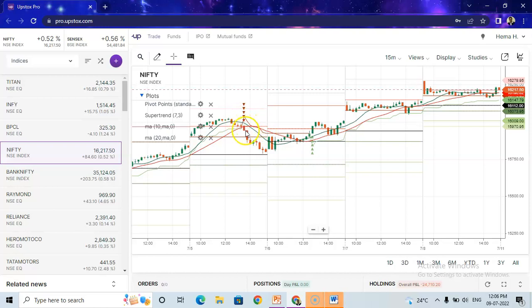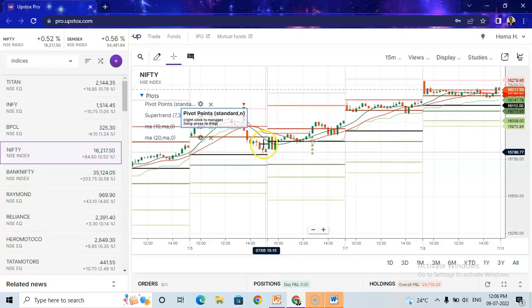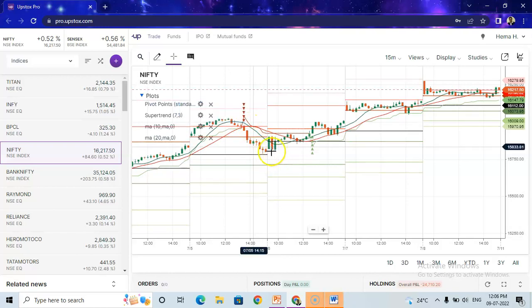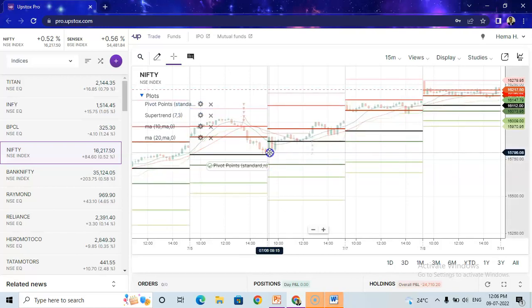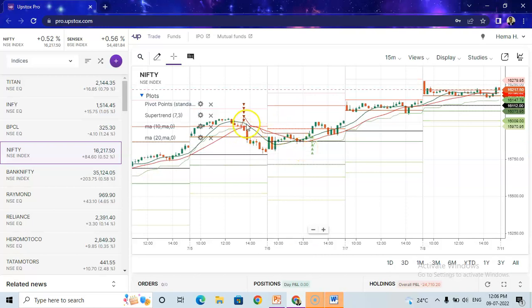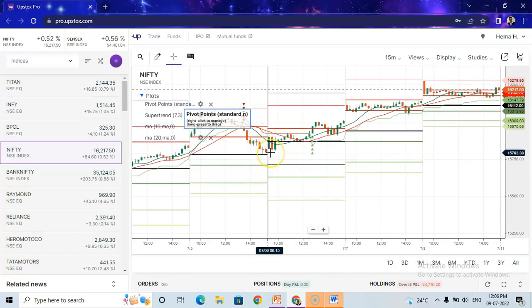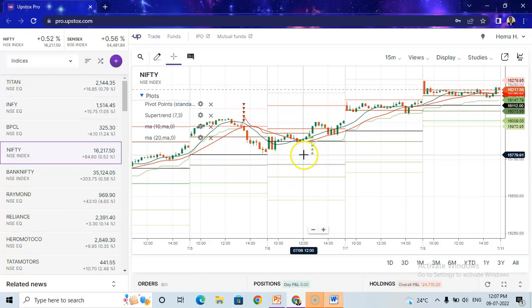If you would have sold the Nifty here at 16,000 levels, then you would have got up to 16,700. So here you can see, up to 16,796. Up to here you could have got the profit. So here is the sell and here is the buy. So this is for the short call.